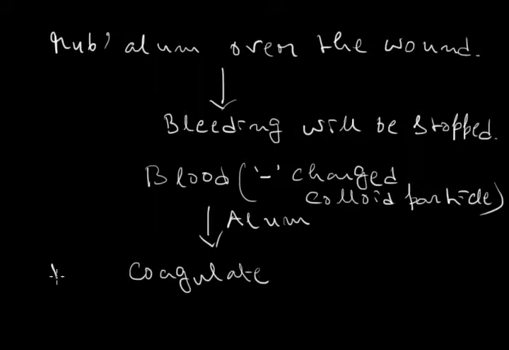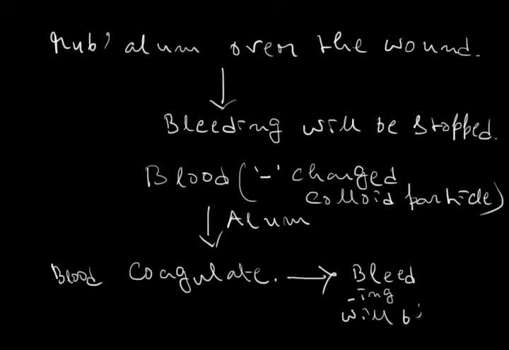Blood coagulates and it forms a net over the wound and bleeding will be stopped. So for stopping bleeding through a small wound, if we want to stop bleeding from a small wound, we rub alum over it.